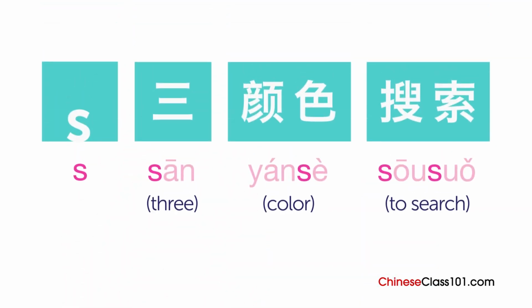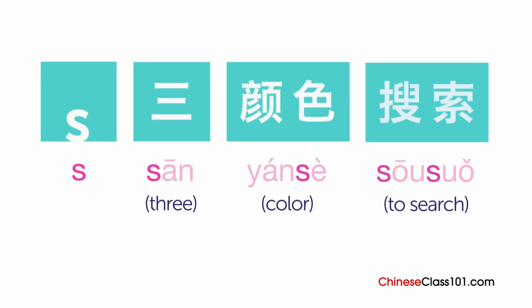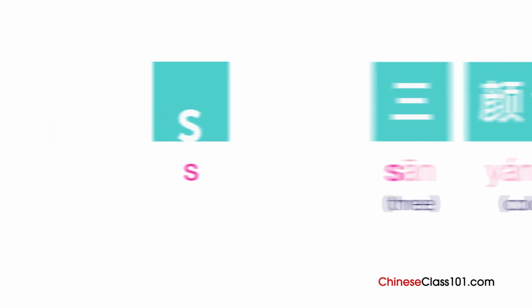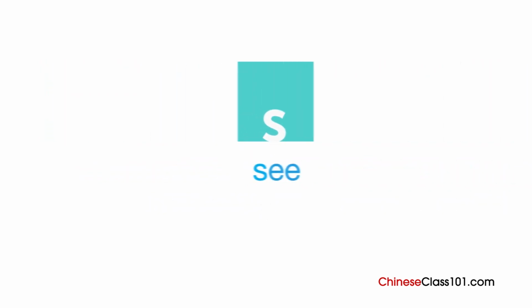The next consonant is s. 颜色，搜索. Like the S in the word see.